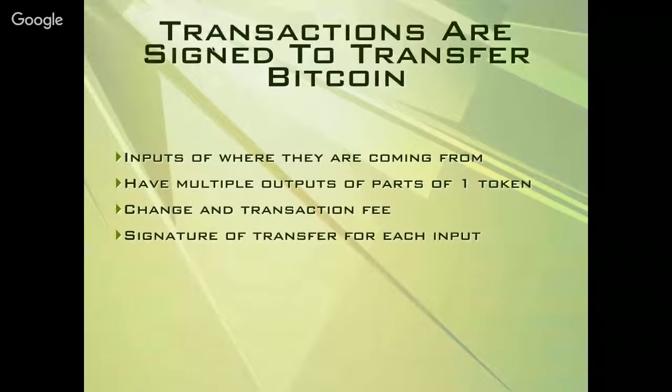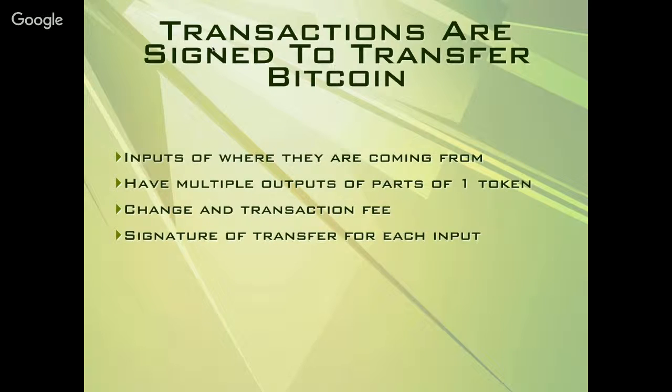Then for every input that is going into a transaction, you have to sign the transfer of it with the private key corresponding to where the token currently is, to its current public Bitcoin address. That's how you control the transfer. Only the person who has the private key corresponding to that public address is allowed to transfer the Bitcoin off the address. So they create a digital signature for those particular inputs. You package all this together and you have a transaction.